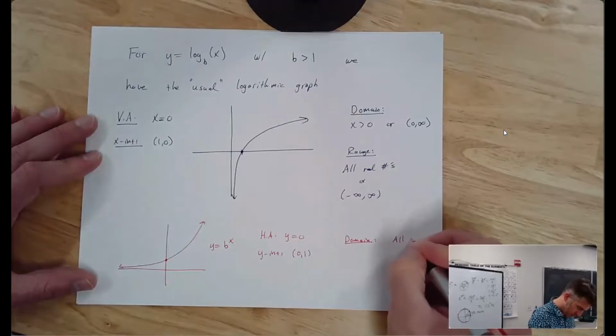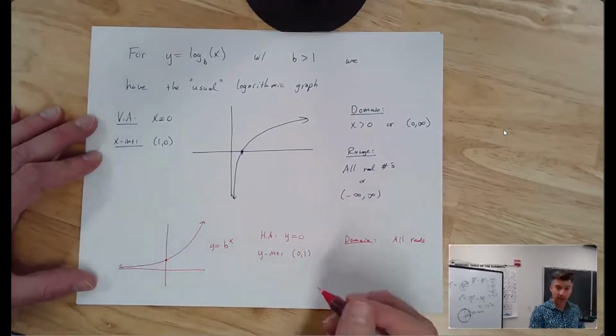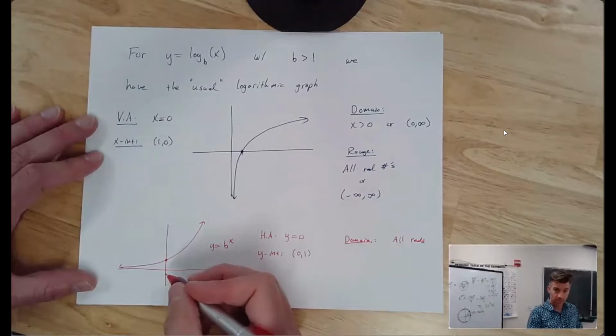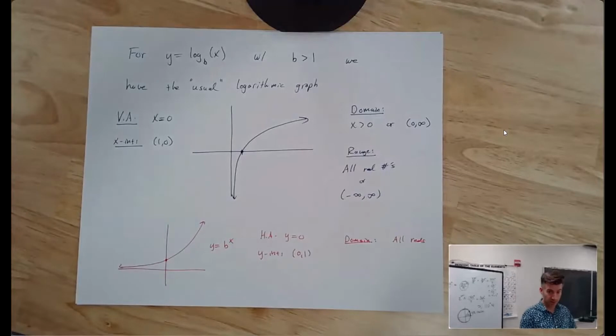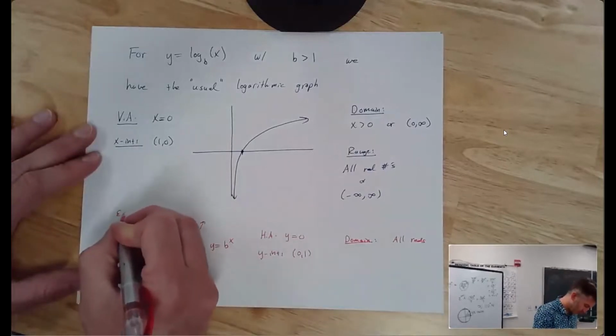Did you mean x-intercept or is it y-intercept? It is a y-intercept here. Okay, so you're showing us two different. Yeah, yeah. So this is exponential right here.